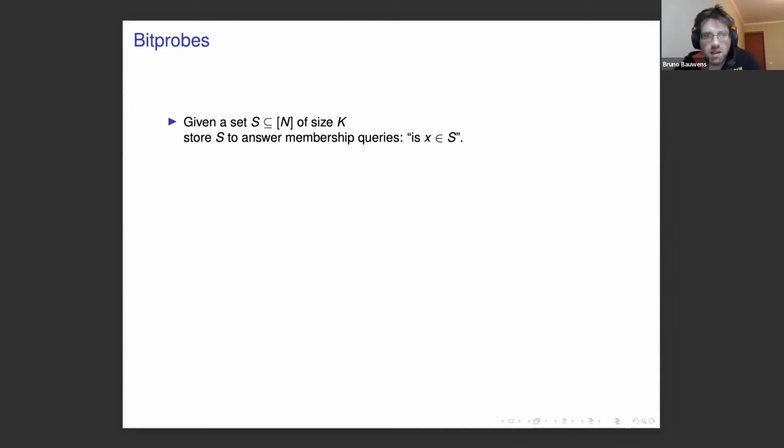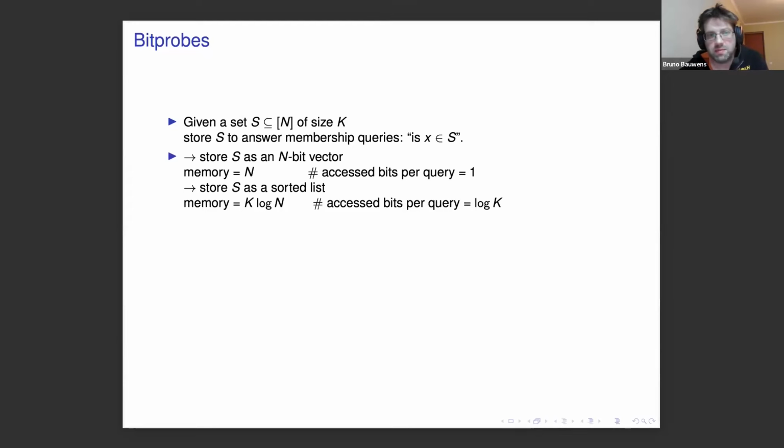So next, there are 2 ways. We will look at the query complexity as how many bits we need to read from the data structure. If we store S as an n-bit vector, the x-th bit is equal to 1 if and only if x is in S. Typically k is much smaller than n, and in this case there is a lot of memory needed. But we can get the answer by reading 1 bit. And now we can go to the other extreme.